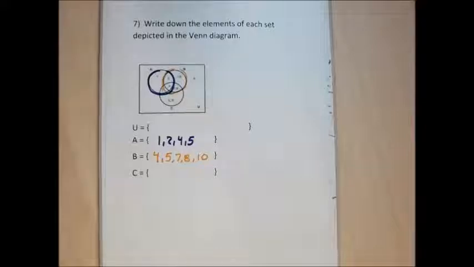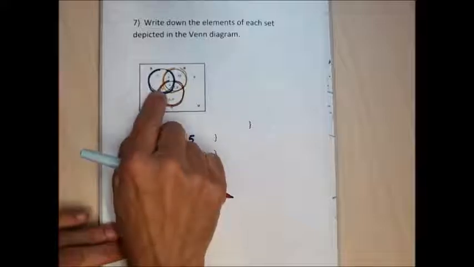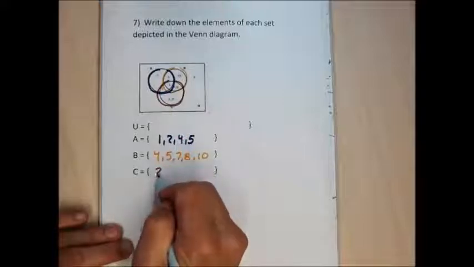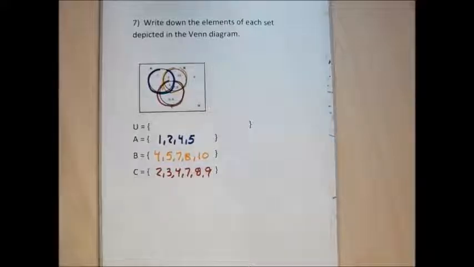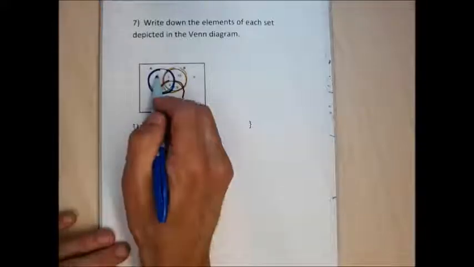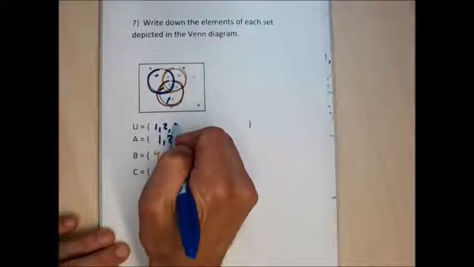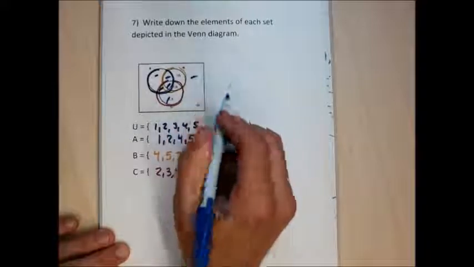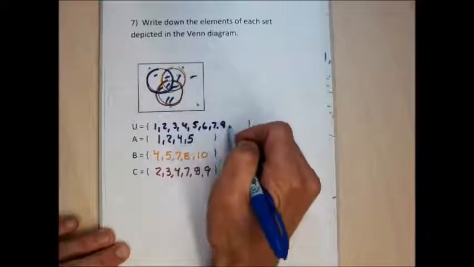Next, I'll move down to set C. Inside the C circle, I see 2, 3, 4, 7, 8, and 9. So I'm just going to write that: 2, 3, 4, 7, 8, and 9. And now I'm going to fill up the universal set. I think these are the numbers from 1 through 10 again. Let me just make sure. I'll start with 1, and then 2, 3, 4, 5, 6, 7, 8, 9, and 10.